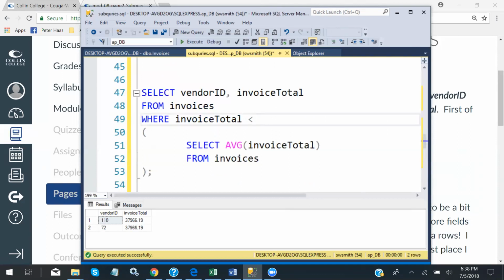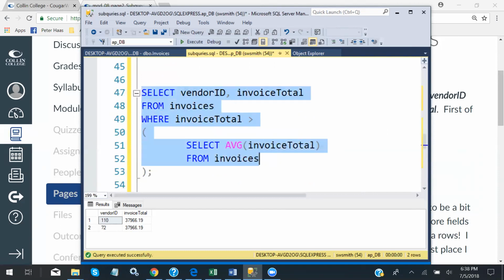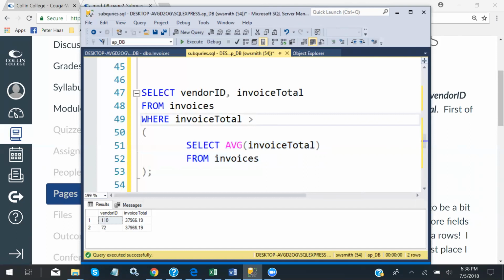Oh, I believe what we had was greater than, where invoice total is greater than the average. Well, this works for the same reason, the same way. The invoice total is money. This is a set that contains one number derived from the average. Therefore, it's going to work, but it is a poor idea.